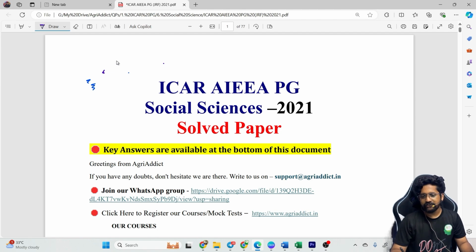So as we have decided, we will be discussing the previous year question papers of the ICAR JRF question paper. So far we have discussed the question paper of 2023 shift 1, and we will be discussing the question paper of 2021 of social sciences today, and I will be dealing with the questions regarding agricultural economics.